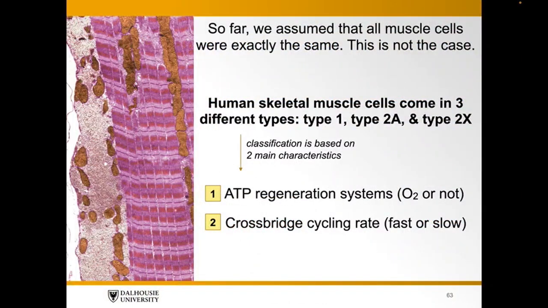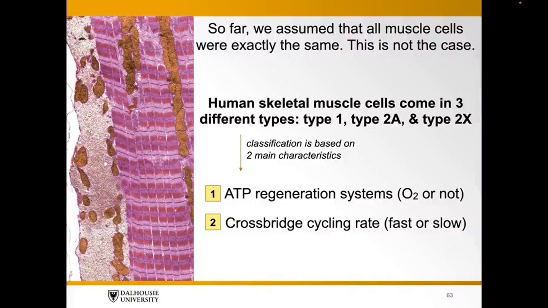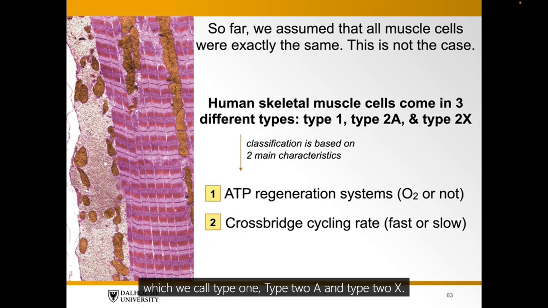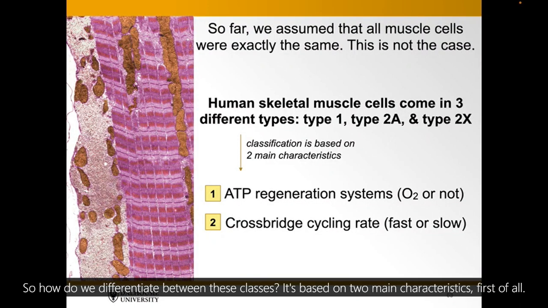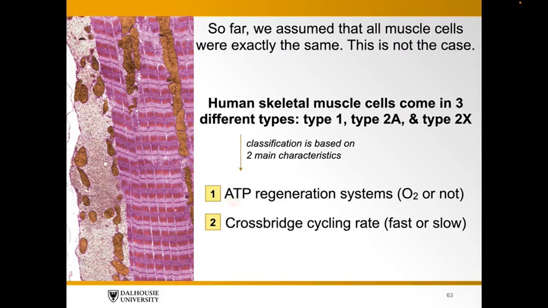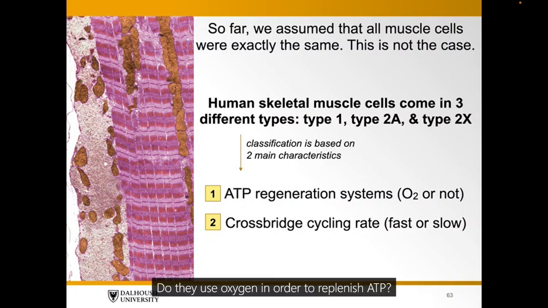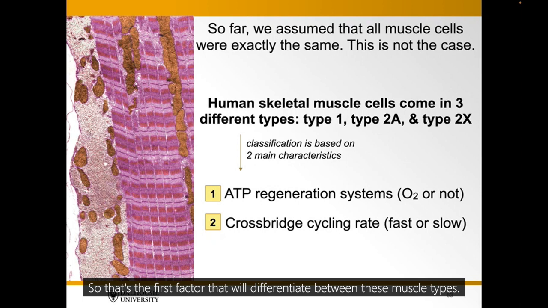So far, through our discussion of skeletal muscle physiology, we assumed that all muscle cells were exactly the same. And that is not the case. In humans, skeletal muscle cells come in at least 3 different types, which we call type 1, type 2A, and type 2X. So how do we differentiate between these classes? It's based on 2 main characteristics. First of all, which ATP regeneration system these cells use. Do they use oxygen in order to replenish ATP, or do they use anaerobic systems in order to replenish ATP? So that's the first factor that will differentiate between these muscle fiber types.